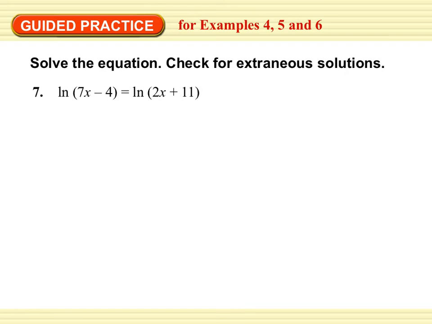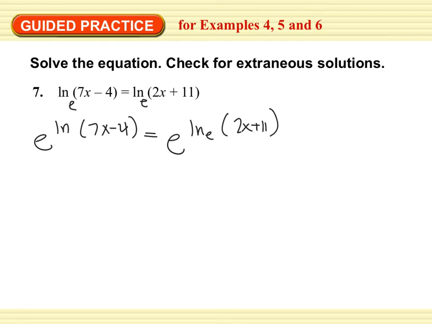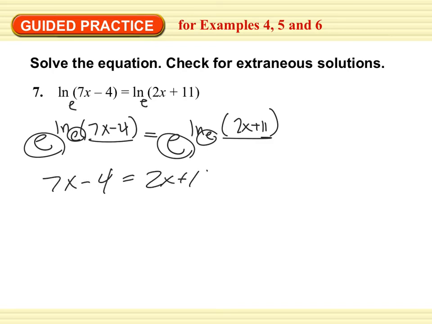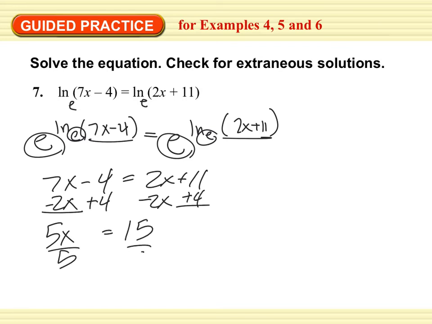Well, for this one, since this is base e, I can say e to the log base e of 7x minus 4 equals e to the log base e, which I don't have to write, 2x plus 11. So since these match, I can bring that down. We can say 7x minus 4 equals 2x plus 11. So minus 2x is 5x, plus 4 is 15. Divide both sides by 5, and I get x equals 3.